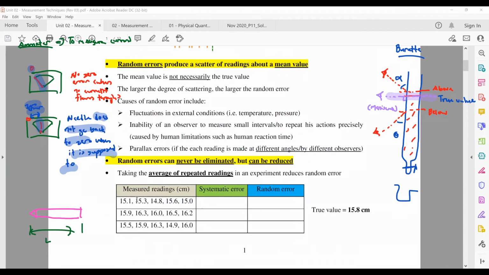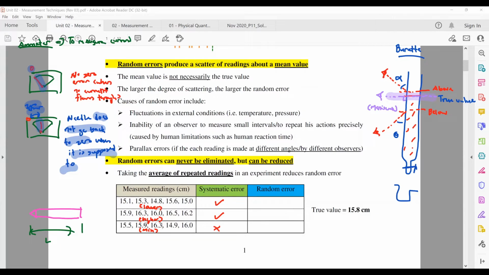If you refer back to the set of readings that you have here, set 1, set 2, and set 3 here, just now I told you that all the readings here were below the true value. This one were all lower. This one was all higher. And then this one was a mix. There's systematic error for both of them, the first two, but there's no systematic error for the last one.